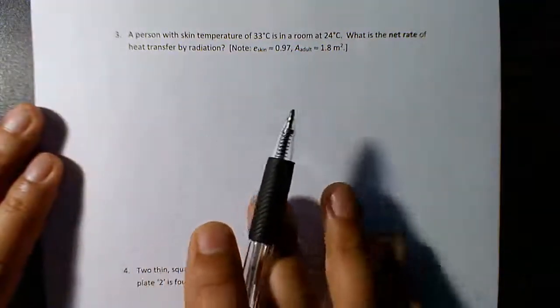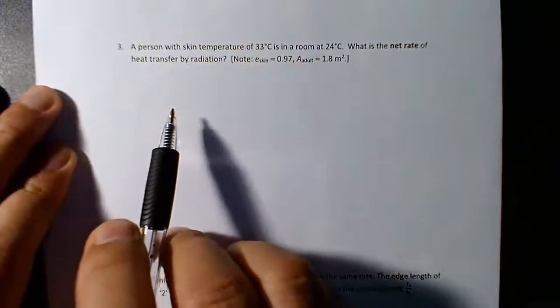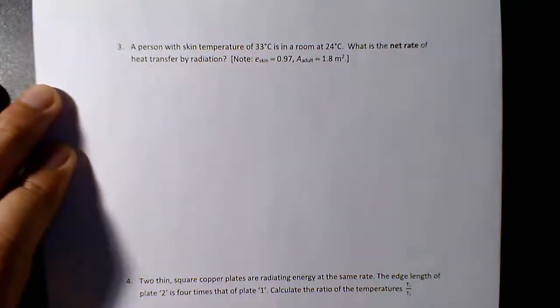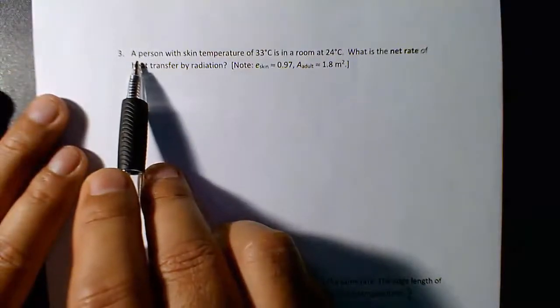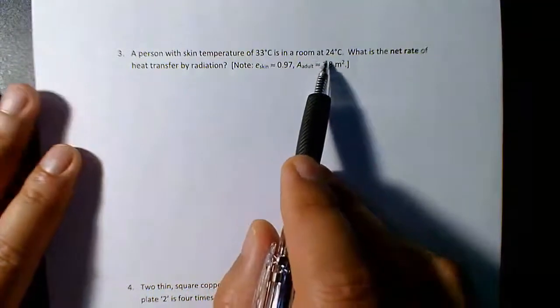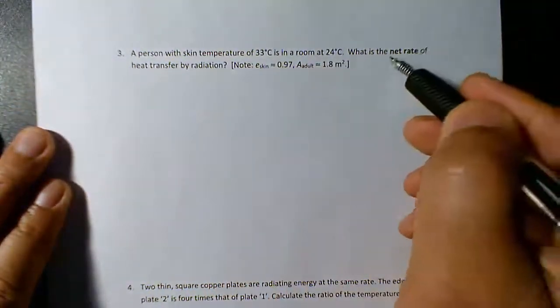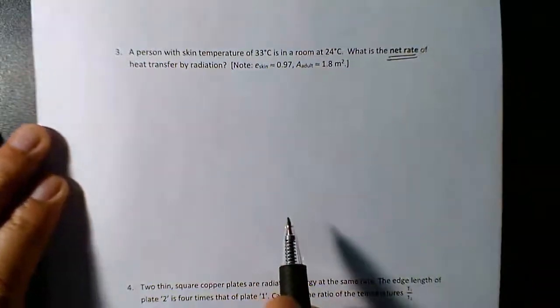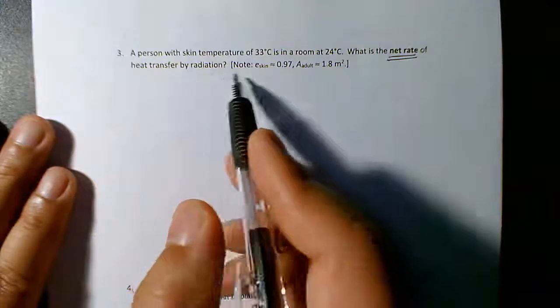So here's the next problem, and these problems are on radiation, the rate of loss of heat, emission of radiation through any object. It's problem number 3. A person with skin temperature 33 degrees Celsius is in a room at 24 degrees. What is the net rate? Remember, it's not just the rate of emission of radiation, it's the net rate of heat radiation by this person.